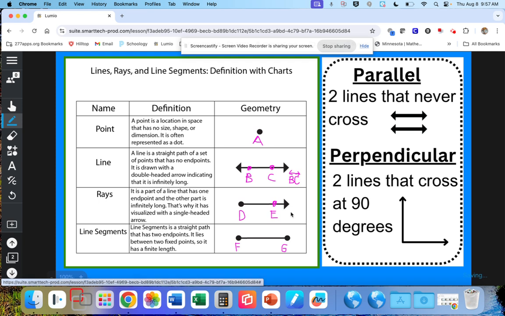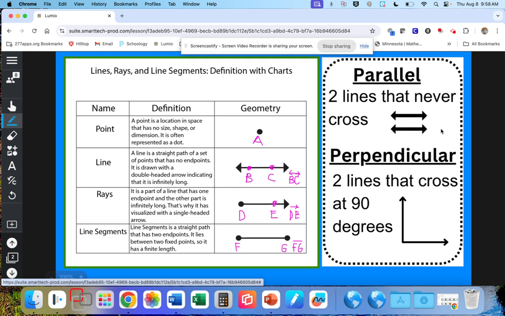For a ray, we do the starting point and then the ending point, and then we draw the ray above it, making sure the arrow goes in the direction that it would go on forever. And for a line segment, we write the letters, and then we just draw a straight line, no arrows, because that one does have that start point and end point.